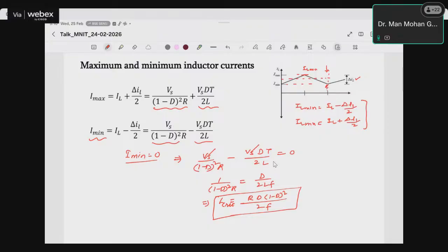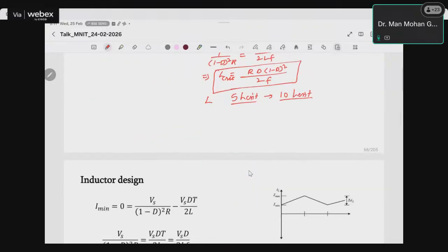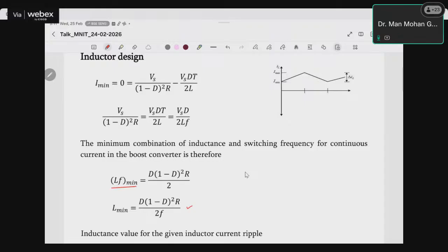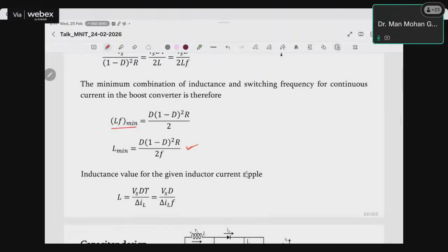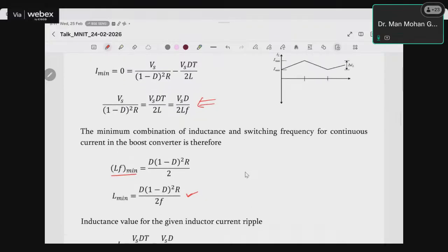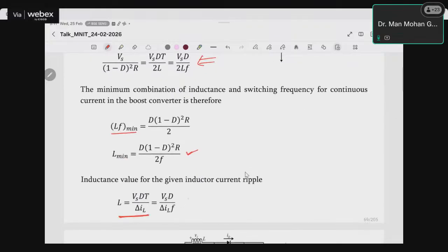So if IL minimum is not kept to be 0, or it should have some positive value for CCM, then what we should do is choose L which is 5 times L critical, or 5 to 10 times L critical. So this is how we design the value of L. Yes, here, right? So you can see this formula. The product of LF minimum should be given by this. If you fix the switching frequency, then L minimum is given by this formula. Instead of simplifying this, if you directly want to know the value of inductance in terms of del IL, then we can use these formulas as well.